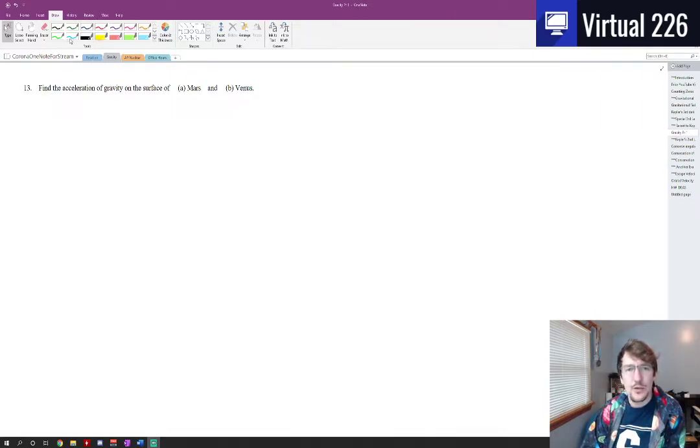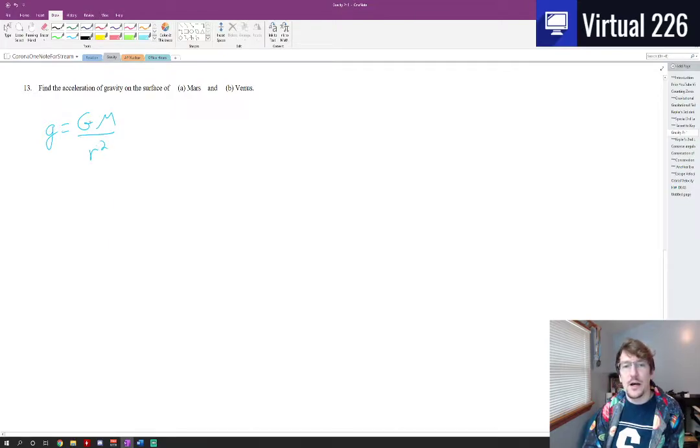Gravity. So in this practice problem here, number 13 of practice 1, we're looking to find the acceleration of gravity on two surfaces. One is on Mars and the other one is on Venus. If we remember the equation for gravity, the equation to find the acceleration due to gravity, or little g, that is just equal to GM over r squared.